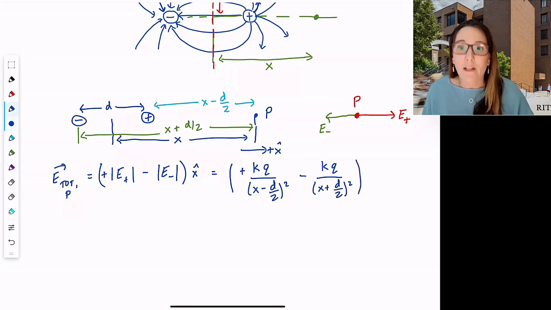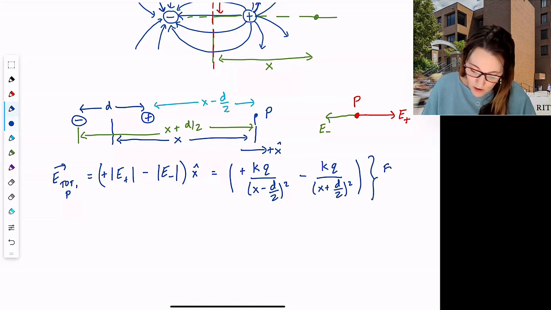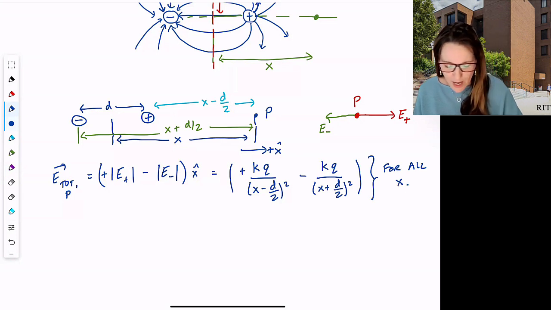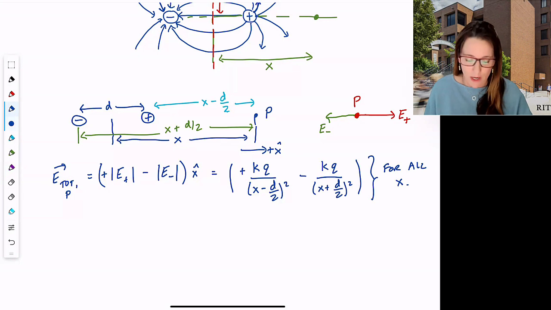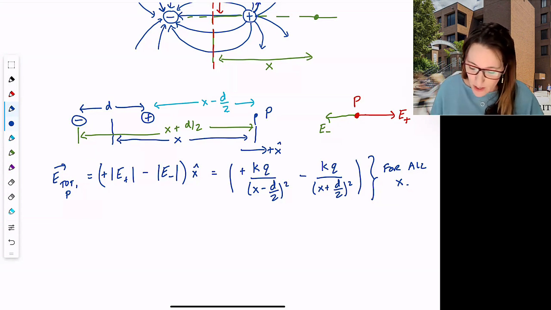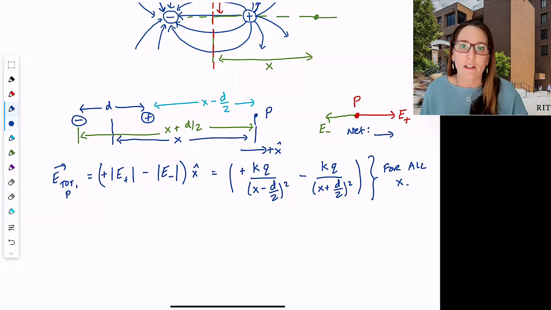And so that is the general solution. So this is going to be true for all x. At first that might not feel too useful because it just looks messy, right? What we do know is that for all x, it does point in the positive x-hat direction. We do see that the net electric field along that direction will be just in the positive x. But the magnitude really has kind of a strange dependence.